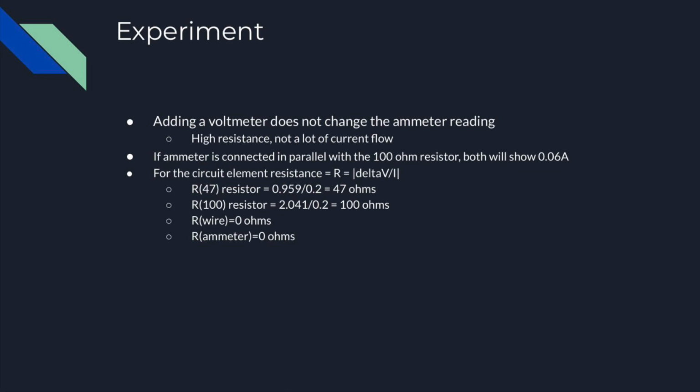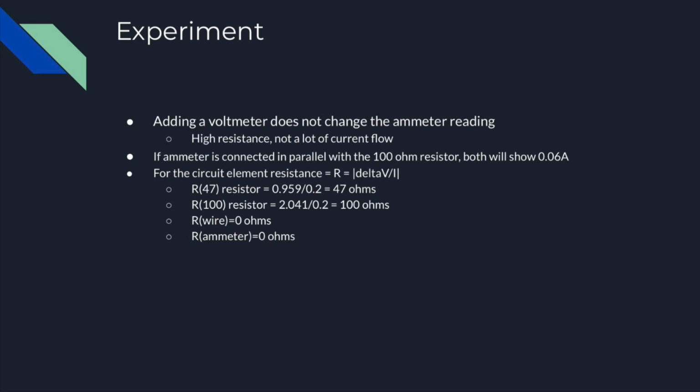We figured out that adding a voltmeter does not change the ammeter reading. This is because there's high resistance and not a lot of current flow. If the ammeter is connected in parallel with the 100 ohm resistor, both will show 0.06 amps. For the circuit element resistor, R equals delta V over I, but the absolute value.